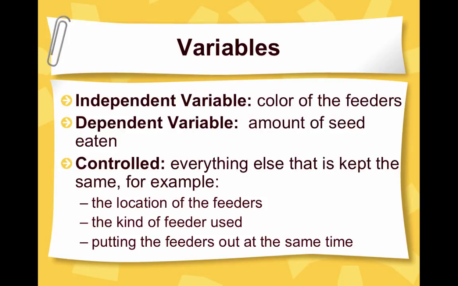And then the controlled variables are all of the other factors that stay the same in the experiment, such as the location of the feeders, the kind of feeder that is used, and possibly putting the feeders out at the same time.